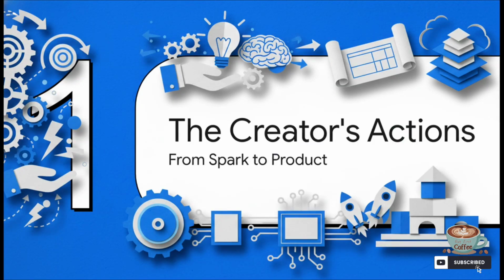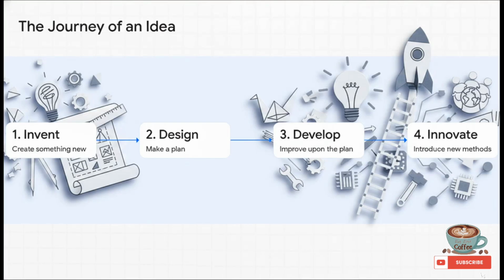Our first chapter here is all about the verbs. You know, the action words. These are the fundamental actions that bring ideas to life. I want you to think of it as a four-step journey. First, as you can see, you invent, you create something that's totally new. Then you design it, you make the plan for it. After that, you develop it, you improve it, and finally, you innovate by introducing these new ideas and methods out into the world. Each step is totally distinct, but they all have to work together to really drive progress.